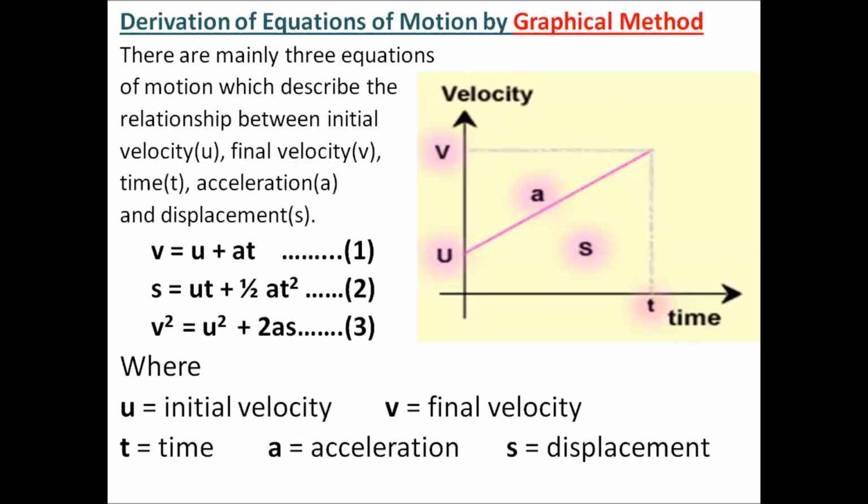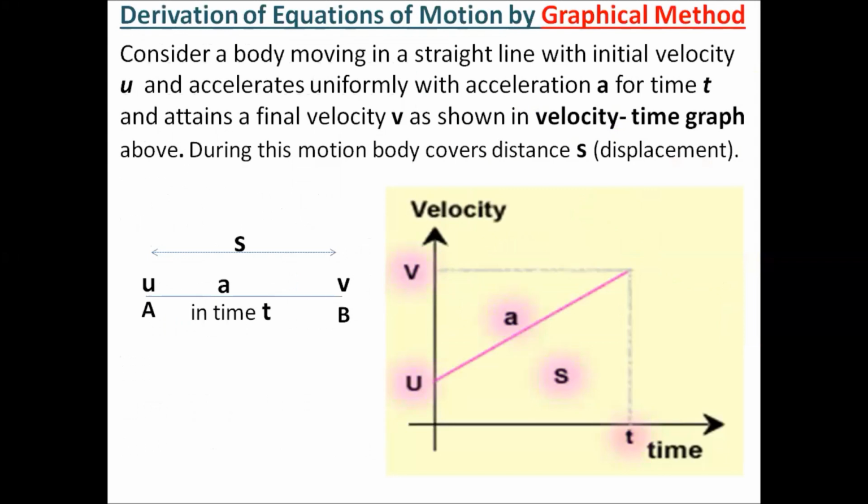Derivations of equations of motion by graphical method. There are mainly three equations of motion which describe the relationship between initial velocity u, final velocity v, time t, acceleration a and displacement s. Let us derive these equations of motion by graphical method.